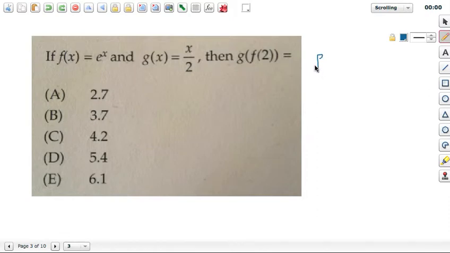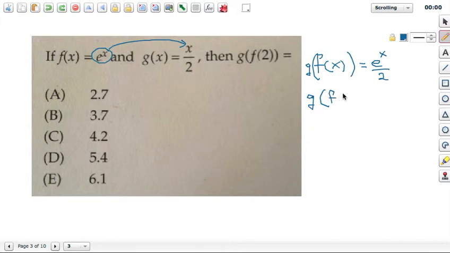I always like to figure out g of f of x first. And that will be, you plug e to the x on the parent function g, where you see x. So this one here basically replaces the x. So the new equation will be e to the power x over 2, and g of f of 2 will be e to the power 2 over 2. Plug this in your calculator and you should get 3.7, and the correct answer is B.